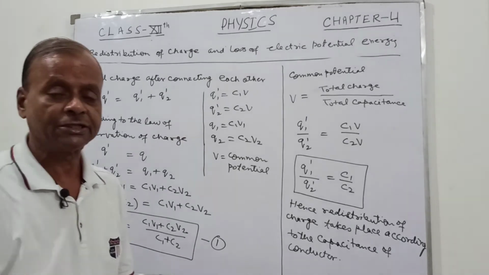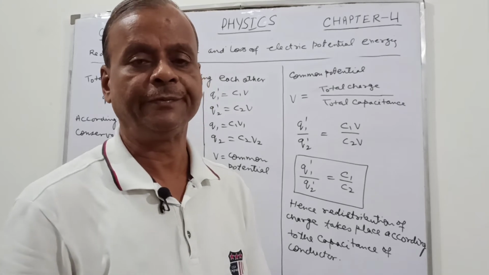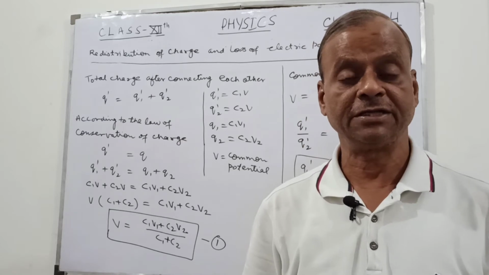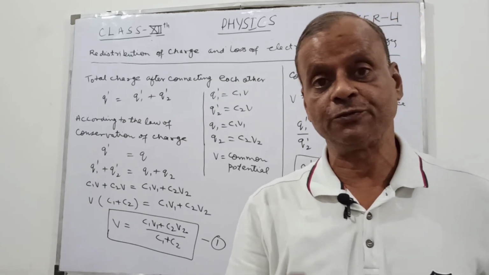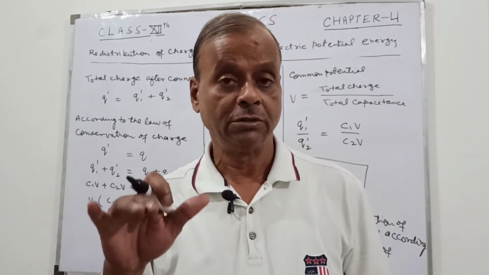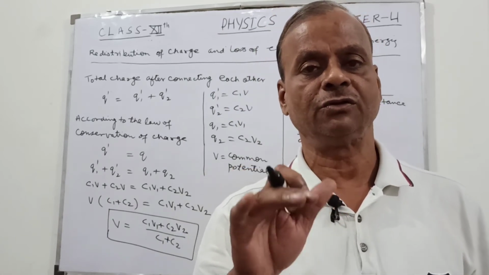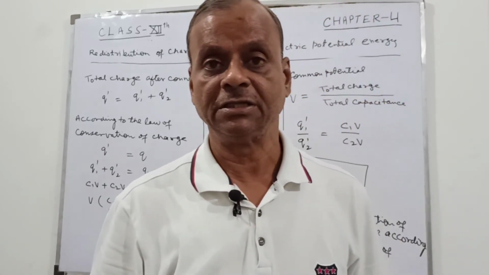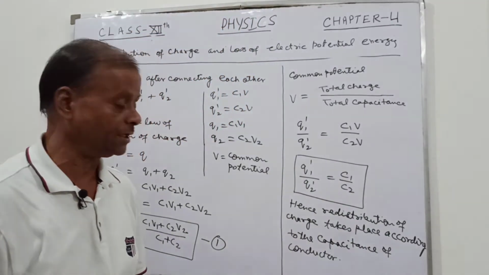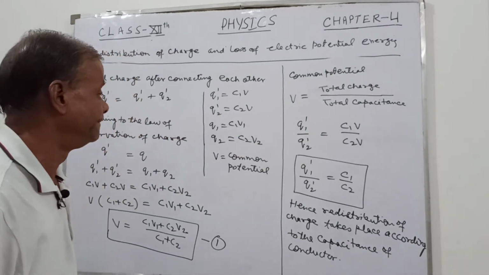Now, since the charge is flowing from conductor A to conductor B, there will be a change in the potential energy. So let us find what is the change. As the charge passes through the conducting wire, the conducting wire will be heated up. So whatever the loss in the potential energy appears in the form of heat. So let us find the loss of the electric potential energy.